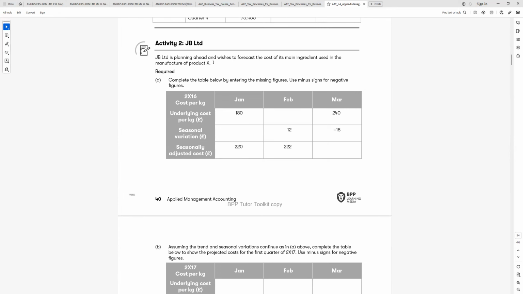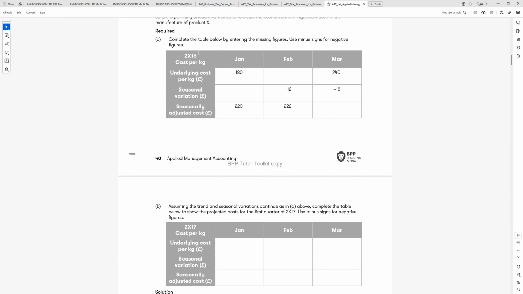It's activity 2, JB Limited. JB Limited is planning ahead and wishes to forecast the cost of its main ingredients used in the manufacture of product X. Complete the table below by entering the missing figure. Use a minus sign for negative figures.